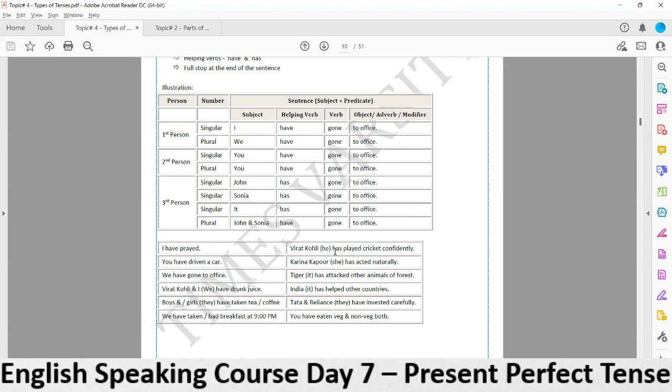So Virat Kohli has played cricket confidently, meaning, let's say there was a match and he scored 100 and then he was out. So he actually played. All right, so we can say Virat Kohli has played cricket confidently. Similarly, Kareena Kapoor acted in a film, and we just watched that film, and then we can say Kareena has acted naturally.